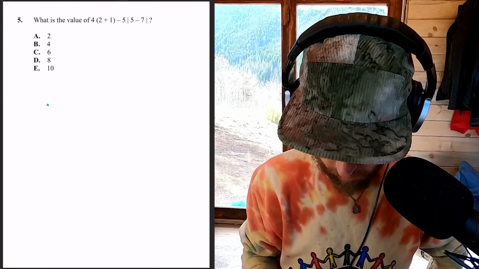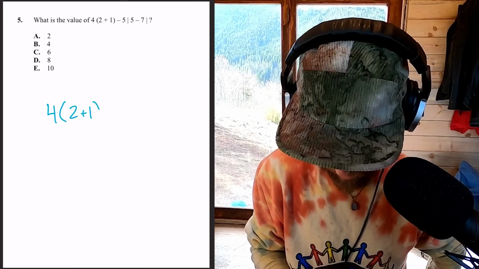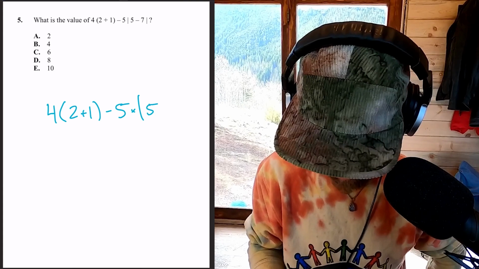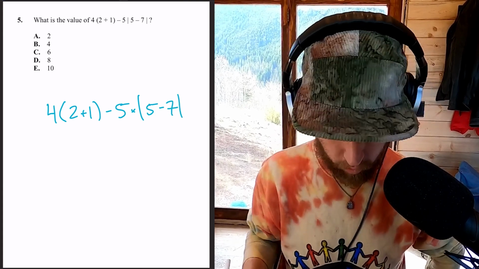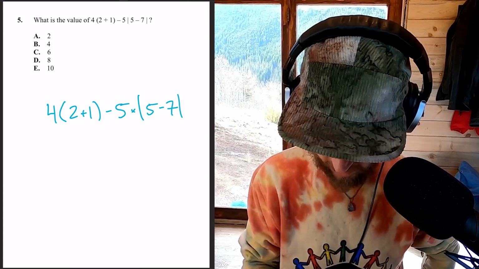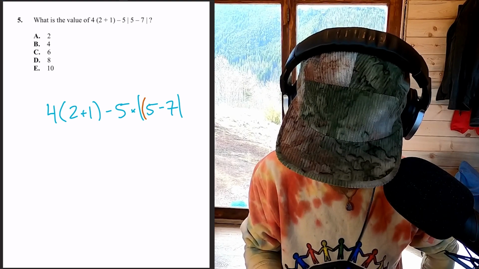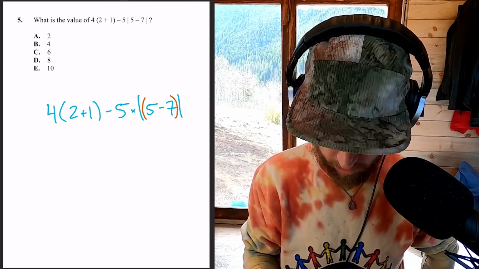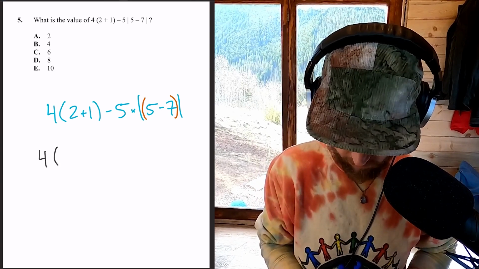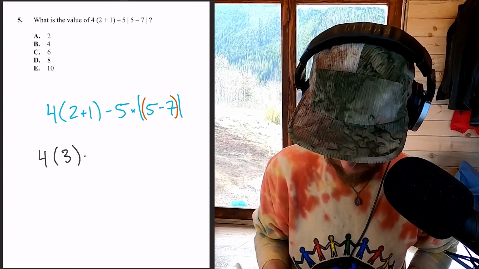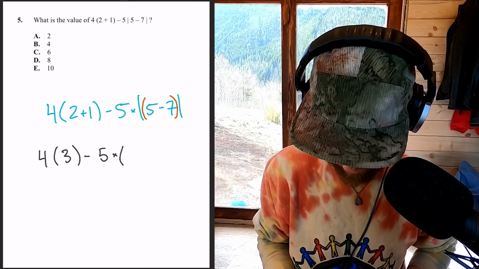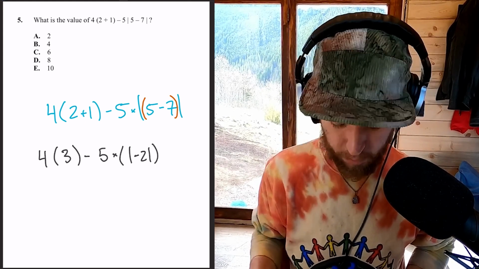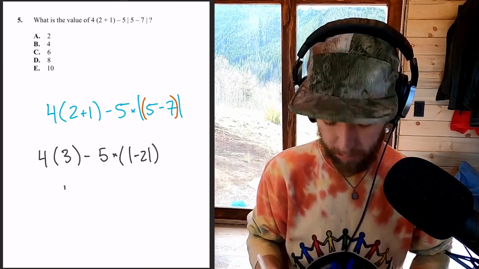What is the value of 4 times 2 plus 1 minus 5 times the absolute value of 5 minus 7? A little order of operations: anything inside of parentheses, which technically this absolute value is like parentheses with an extra step. So 4 times 2 plus 1 is 3, minus 5 times the absolute value of 5 minus 7, which is the absolute value of negative 2, meaning it's positive 2.